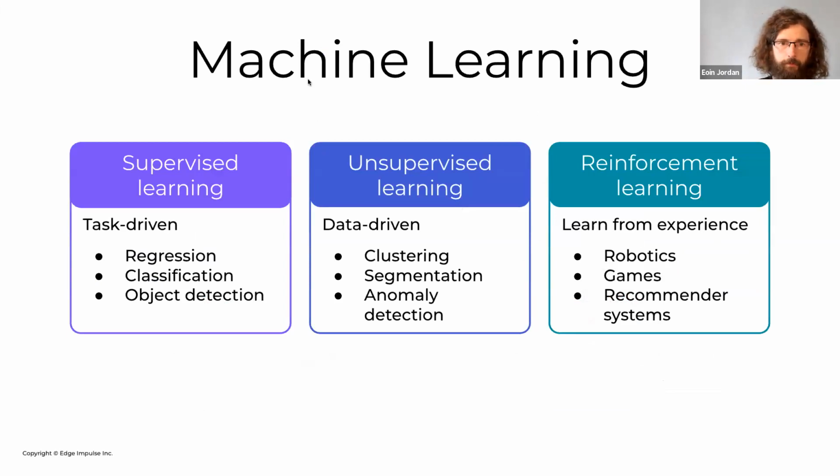Machine learning is broadly broken into three categories: supervised learning, unsupervised learning, and reinforcement learning. Today, we're mainly going to be looking at supervised learning, where we'll do some classification, and we'll do a small bit of unsupervised learning, where we try to apply anomaly detection.